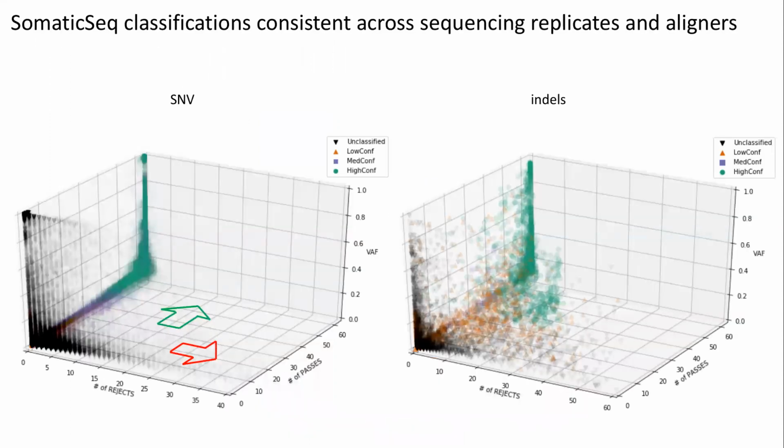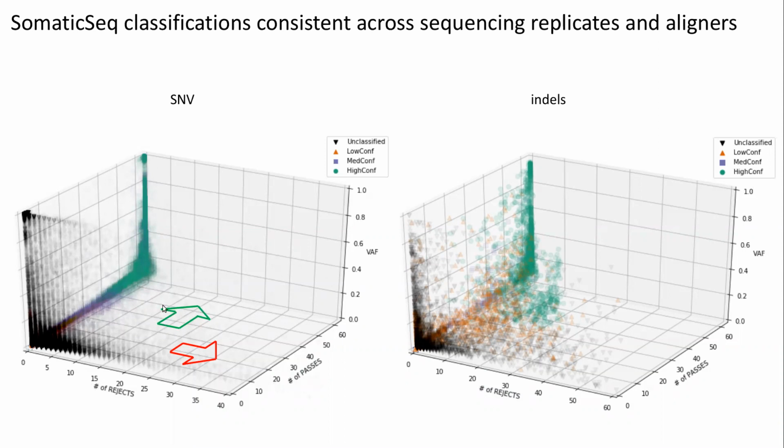And SomaticSeq classification is consistent across replicates and aligners. That is despite the fact that the classifier was built with different models. A different model was built for each sequencing center and each aligner. In that way, that reduces overfitting to any one data set, but they're still highly consistent across all of the data sets, right?